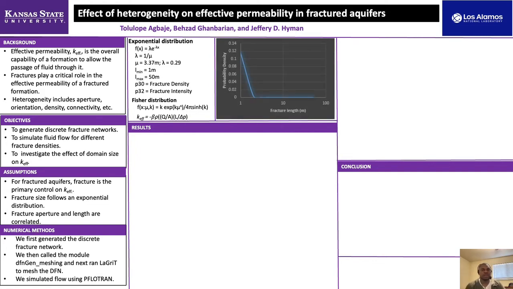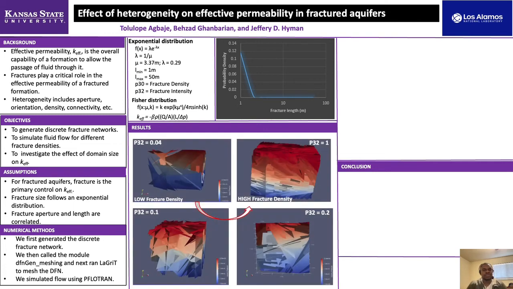The graph shows the distribution of fracture size in the aquifer, which follows an exponential distribution. We're able to come up with different realizations for our fracture network in the aquifer at different fracture intensity values. P32 stands for fracture intensity, which is a function of how many fractures we have in the aquifer. At low P32 values, we have a very low number of fractures, and at high P32 values, we have a high number of fractures, and we have a lot of interconnectivity between the fractures.